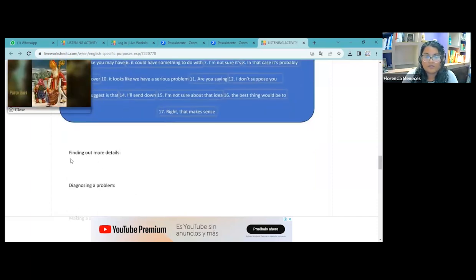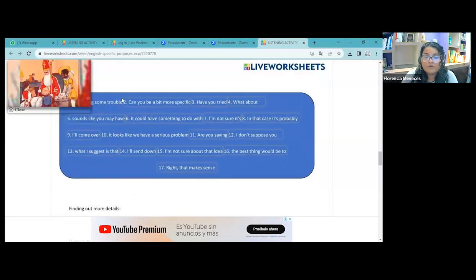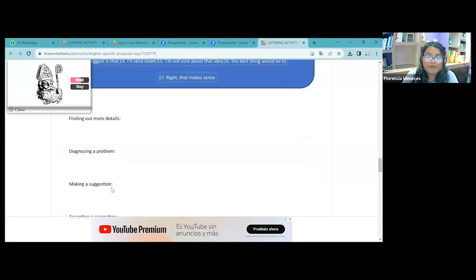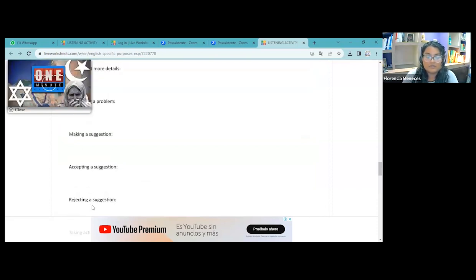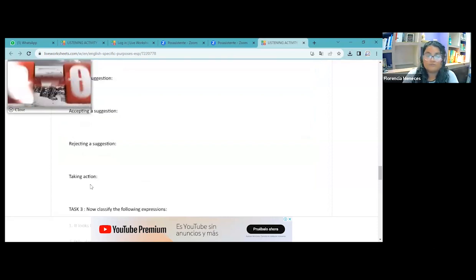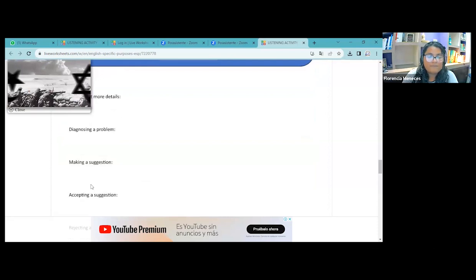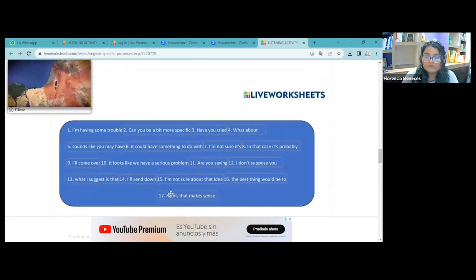If we need to find out more details about a problem, which of these phrases are we going to use? The same with diagnosing a problem, making a suggestion, accepting or rejecting a suggestion, and finally taking action. That's going to be our final step for this problem-solving solution. Okay, so these are the ones that you need to work with.